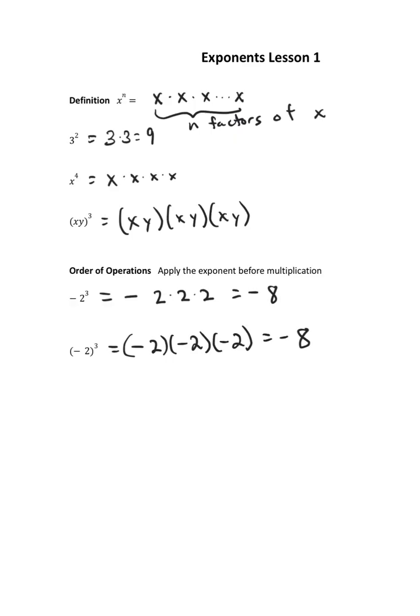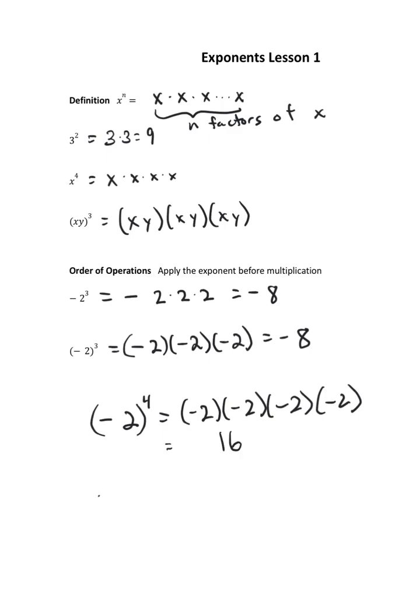If it was an even power, negative 2 to the fourth, well, that would be negative 2 times negative 2, right? 4 factors. Well, if you have an even number of negatives, that would end up being positive 16. Whereas if you had negative without the parentheses, it would just be negative 2 times 2 times 2 times 2, giving you negative 16. So you got to watch the parentheses on there.